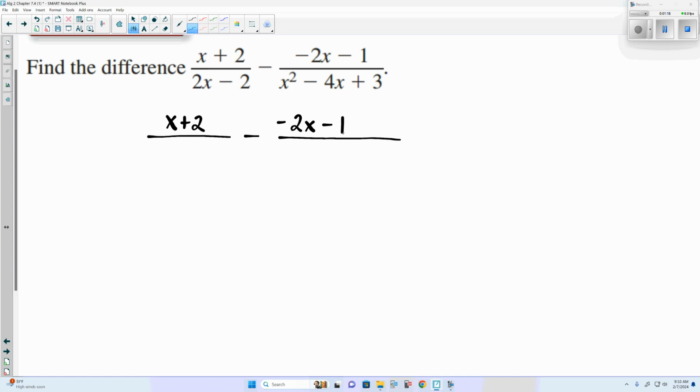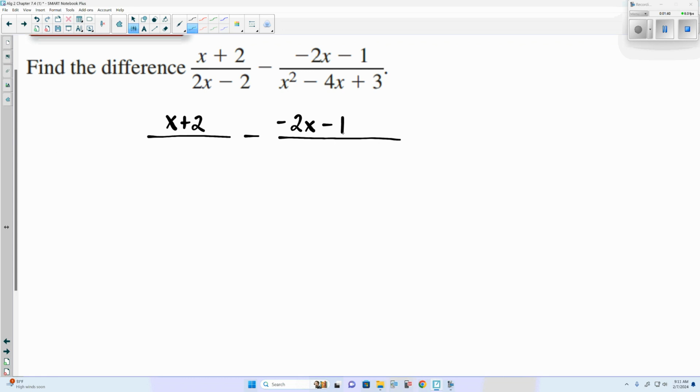Now we're going to start with this one here. We want to find the difference. All right, guys, let's focus in. We want to find the difference between these two here. And with addition or subtraction, sum and difference, the first thing we really need to do is to factor the denominators. We need to factor the bottom of these rational expressions as far as they possibly can go.